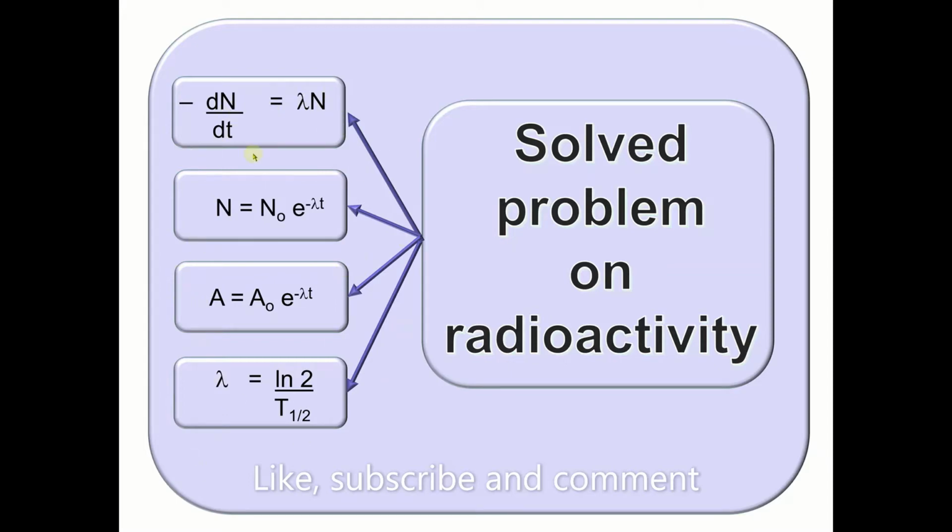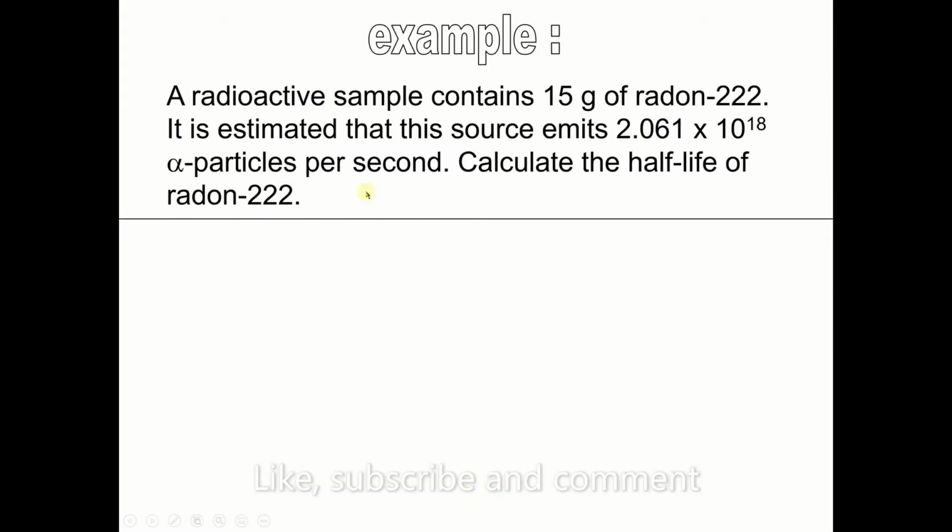The first formula, negative dN per dt equals lambda N. Lambda is the decay constant, N is the number of atoms. This is the rate of decay, and N equals N naught e to the power of negative lambda t. A is activity, A equals A naught e to the power of negative lambda t, and the decay constant lambda equals ln 2 per half-life. Okay, so the first question.